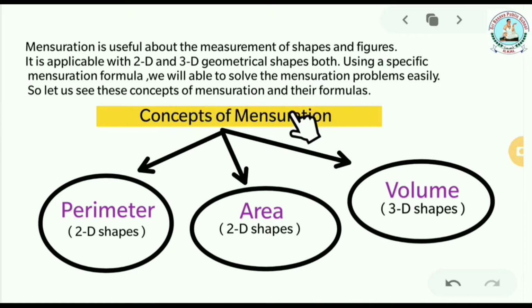The idea of mensuration is applied in finding the perimeter of 2D shapes, in finding the area of 2D shapes, and in finding the volume of 3D shapes. Now let us try to understand what exactly perimeter, area and volume mean, one by one.